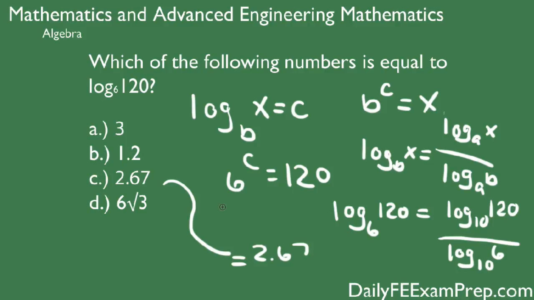Or if you have a Casio FX 115 ES Plus, they have a logarithmic button towards the top right. It's basically just log, and it has 2 blank boxes, and you can input any base and any number. You'll just put log of 120 to the base 6, hit equals, and it will give you 2.67. So there's a lot of different ways that you can solve this.